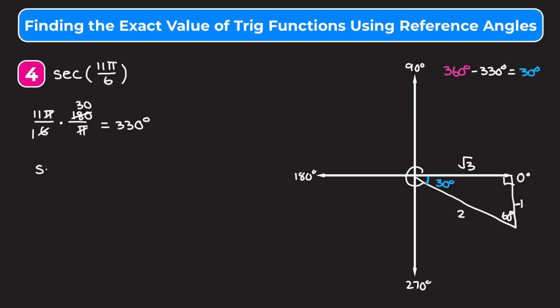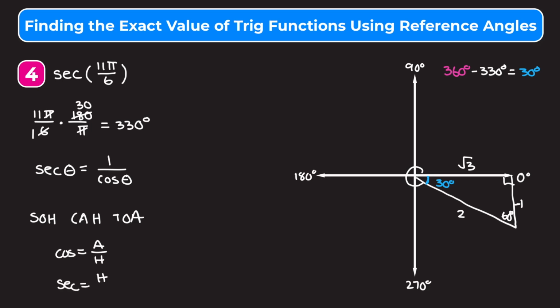So what you have to remember is that the secant of an angle is equal to 1 over the cosine of an angle. Or you can think about it as they are reciprocals. So if we look at SOHCAHTOA, we know that cosine is equal to adjacent over hypotenuse. The secant is the reciprocal, so that means it's equal to the hypotenuse over the adjacent.